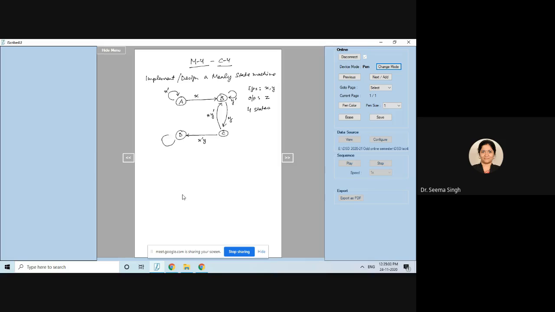Now you see the complication here. When I show X dash Y plus X Y dash here, what does this mean? D will remain at D in 2 conditions. Number 1, when X is 0 and Y is 1. Number 2, when X is 1 and Y is 0. So in these 2 conditions, state D will remain at D only.